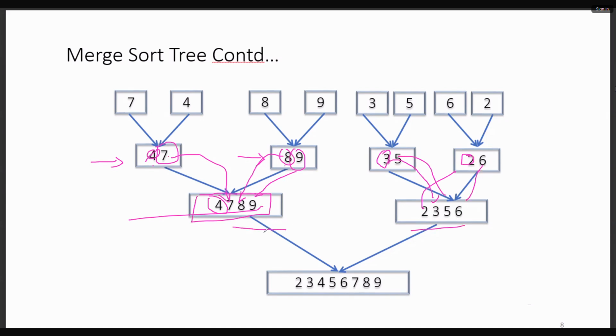So now we have two subarrays. We just have to do the same thing once again, right? Just compare the very first elements and put the smaller one in the array.